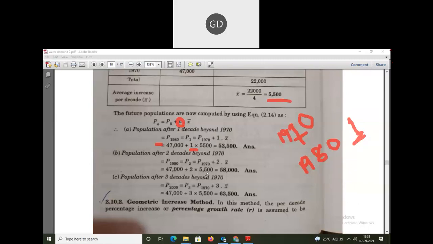Similarly, you find out the population after 2 decades and after 3 decades. So you will get the answer for 1980, 1990 and 2000. For all the 3 decades, you will get your answer. So this is a simple numerical. I hope everybody is clear with the numerical.